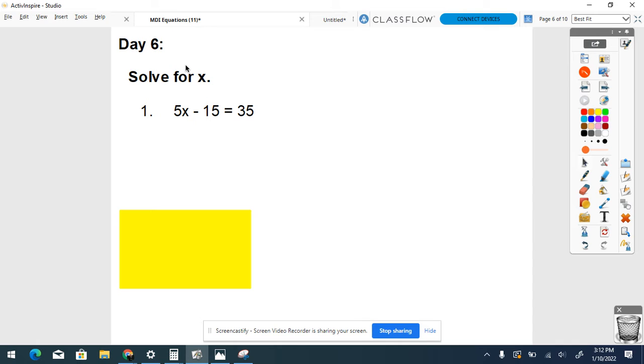Even if you don't have your math binder at home, get out a sheet of paper and just keep a running list of everything we do. Then you can just turn that in when you get back and make things a whole lot smoother. So this is Monday, day 6.